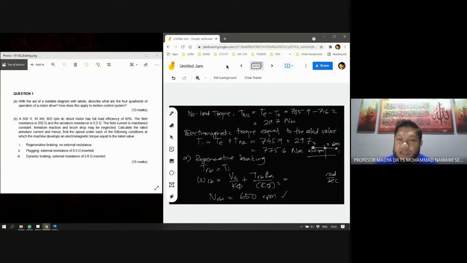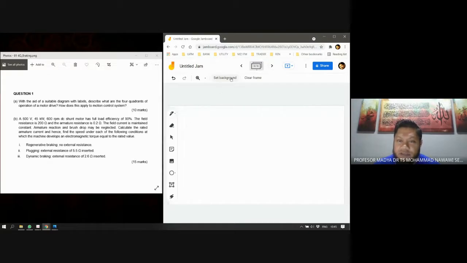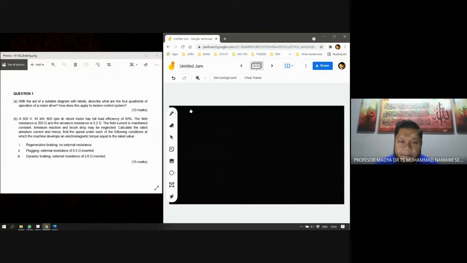And then we look into part B, which is the plugging. So again, we look into the plug-in current. I_P equals to T plug-in divided by K, isn't it? Remember, T equals to K flux I. So we replace that with K. T_P divided by K. So that gives me 101.4 here. And the total resistance, we add 5.5, isn't it?